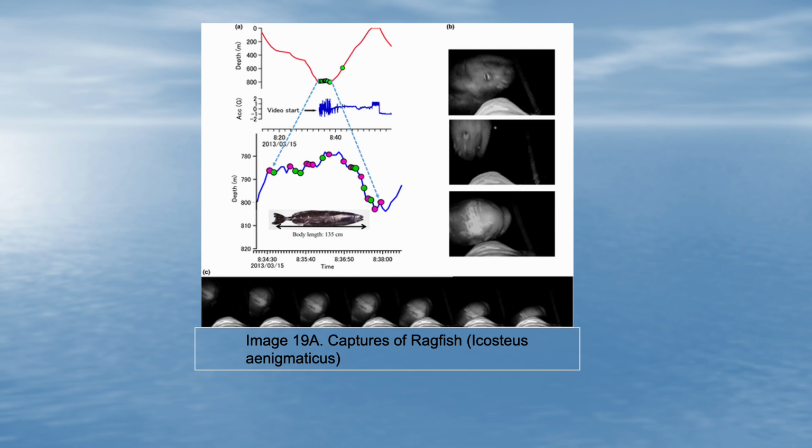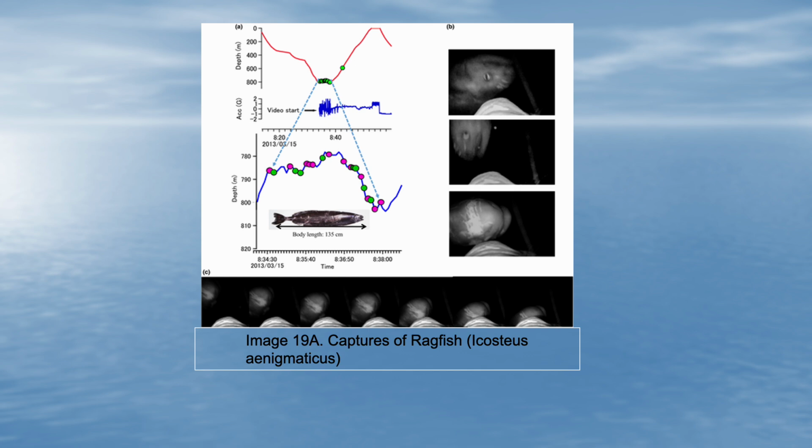Now, the specific name of these ragfish is Icosteus aenigmaticus. And there are three different images compiled into one. With image A, the green ones are the specific deep diving northern elephant seals, under stress, that I mentioned before. It shows the success they have when they capture these ragfish and at what depth they capture them. So obviously it's at a very low depth, 790 to 800, where a typical oxygen minimum layer can form.